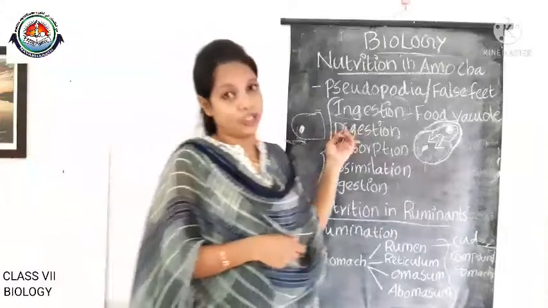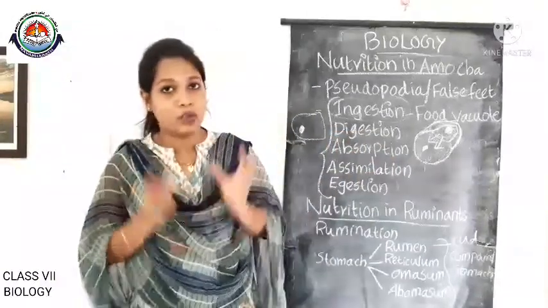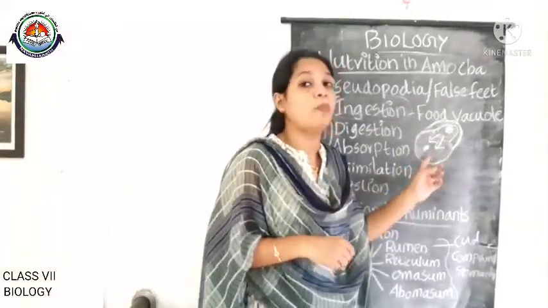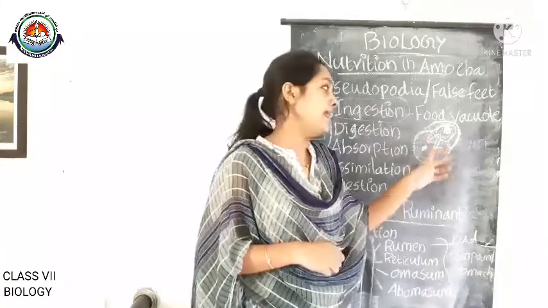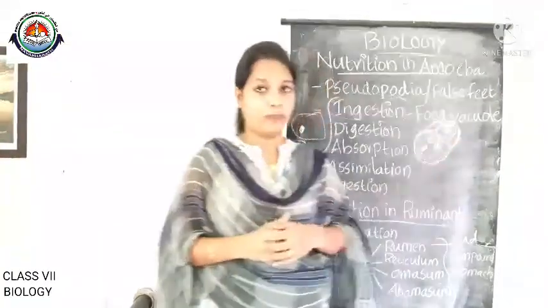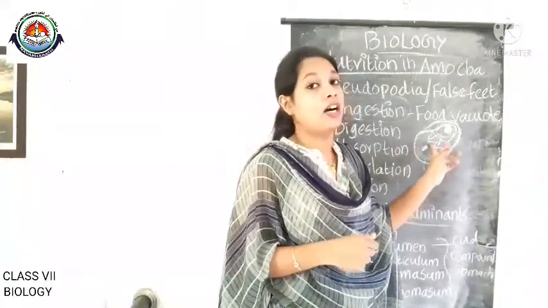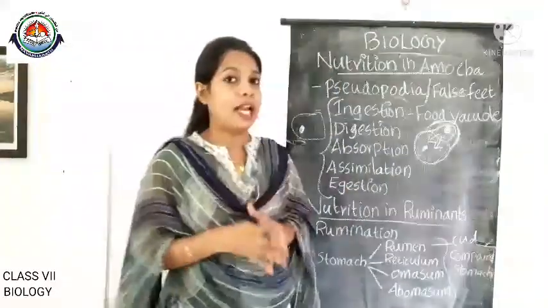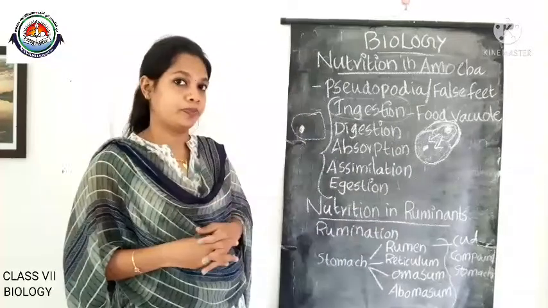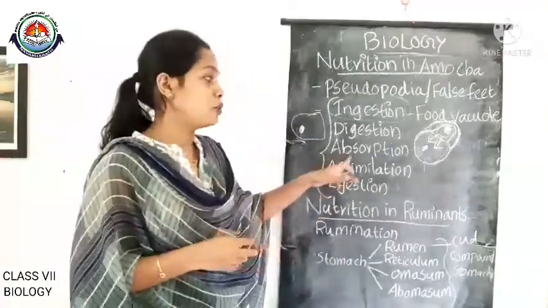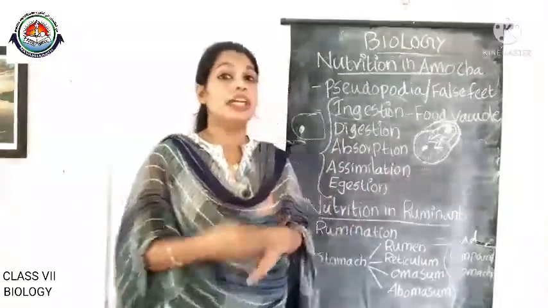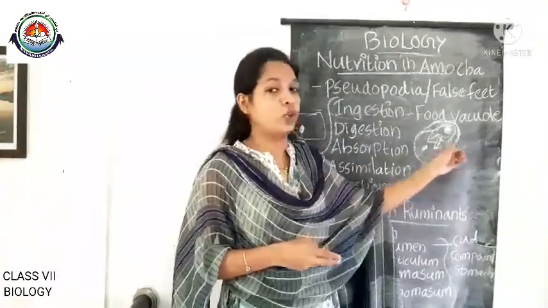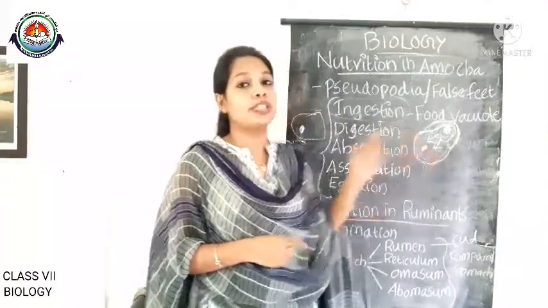And the second step is digestion. Digestion occurs inside the vacuole itself, with the help of an enzyme which is secreted inside the cytoplasm of the body of amoeba, and that enzyme is carried into the food vacuole. So with the help of that enzyme, the digestion process occurs. After that, absorption takes place. The digested food from the vacuole is absorbed directly into the cytoplasm.